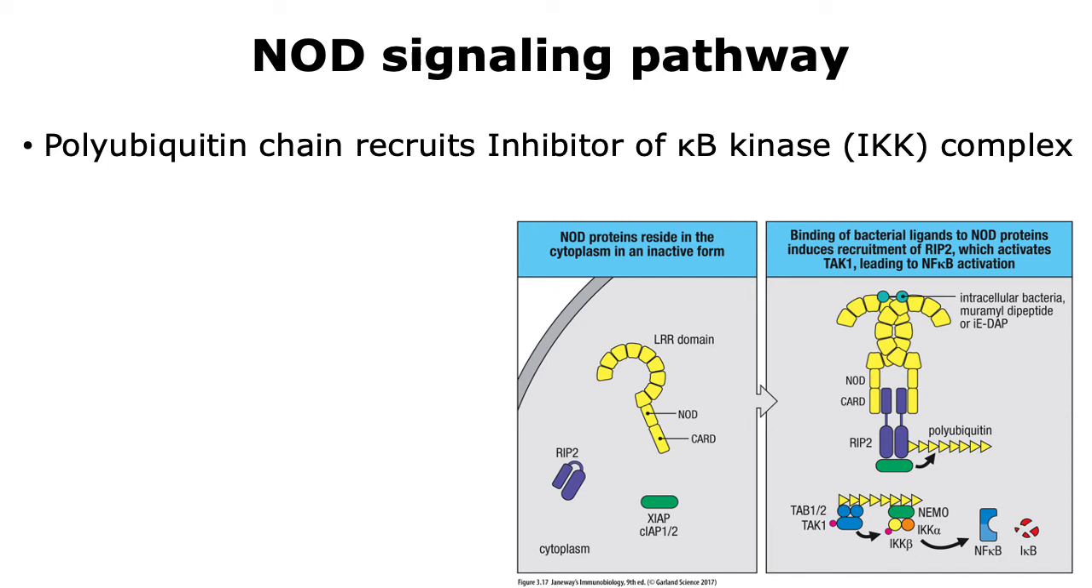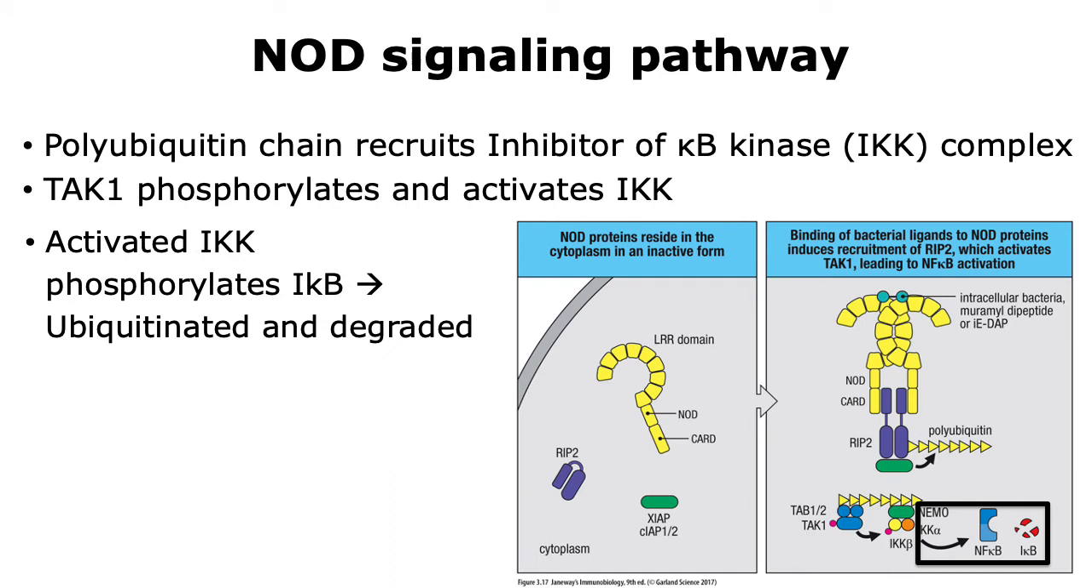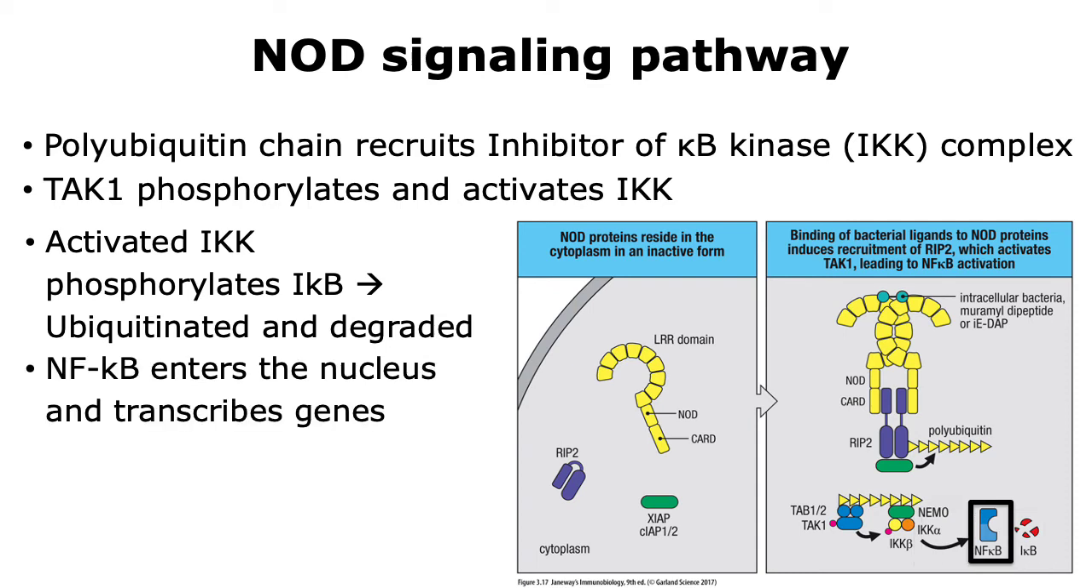The polyubiquitin chain scaffold can also recruit another complex of proteins, which are the inhibitor of kappa B kinase, or IKK complex. This IKK complex can get phosphorylated by activated TAK1, which is also bound to this polyubiquitin scaffold, and thus the phosphorylation of IKK results in the activation of IKK. The activated IKK then phosphorylates the inhibitor of kappa B, or I-kappa B, which results in its ubiquitination and subsequent degradation by the proteasome. This allows NF-kappa B to be free, and it is able to enter the nucleus and transcribe genes that usually code for inflammatory cytokines.